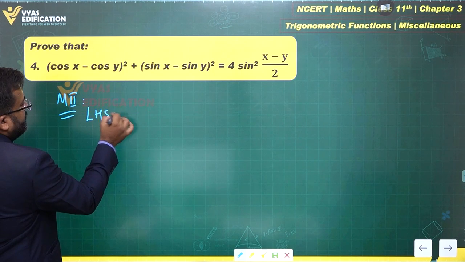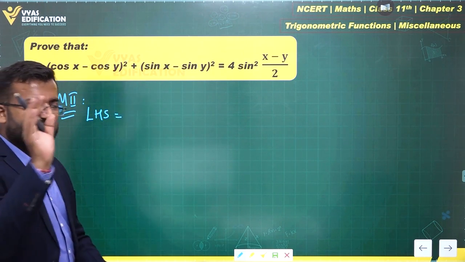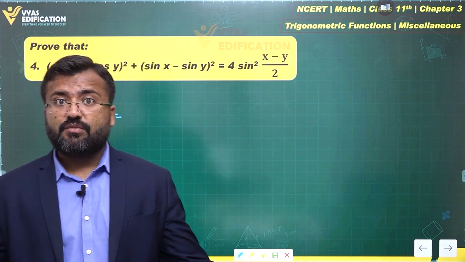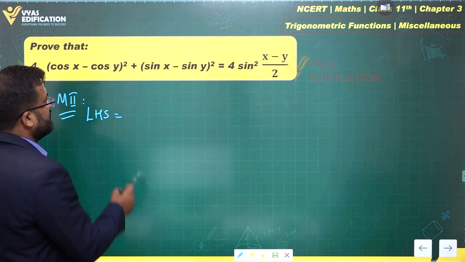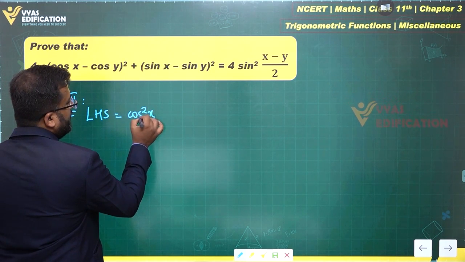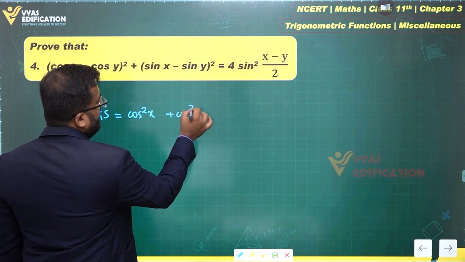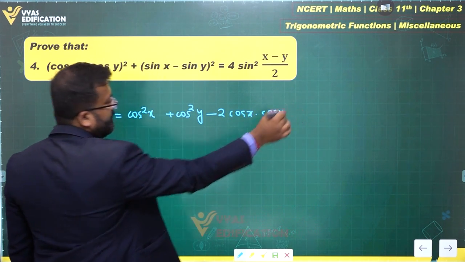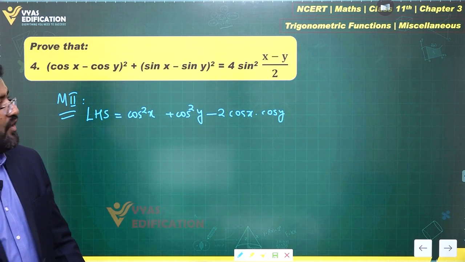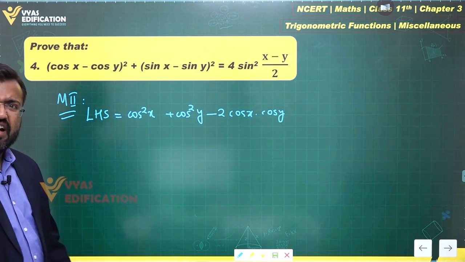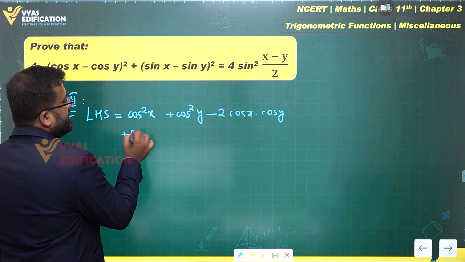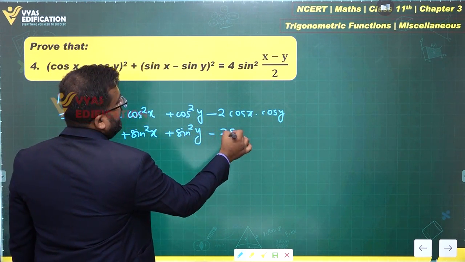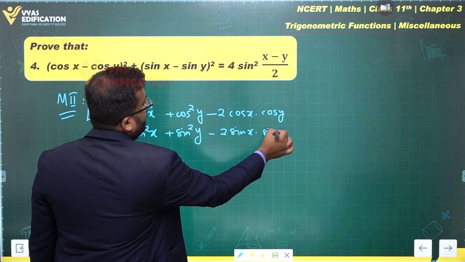In the LHS, let's square these terms. What do you have is (cos x minus cos y) whole square. (a minus b) whole square is a square plus b square minus 2ab, right? This is (cos x minus cos y) whole square, which will become cos square x plus cos square y minus 2 cos x cos y. This is what you have, right? What next? (sin x minus sin y) whole square. Let's write that again by squaring. This is sin square x, first term, plus sin square y minus 2 times sin x sin y.